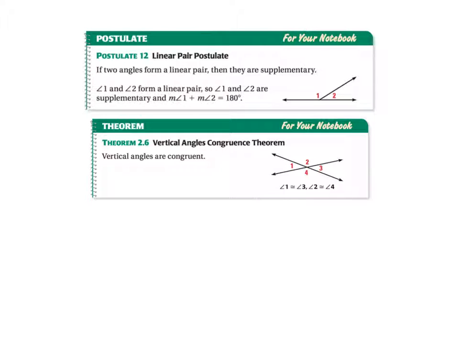Now remember, just as a little refresher, vertical angles are formed by the same two intersecting lines, and they sit across from each other. So again, angle 1 and angle 3 are vertical angles, and angle 2 and angle 4 are vertical angles, and we know that those are congruent.